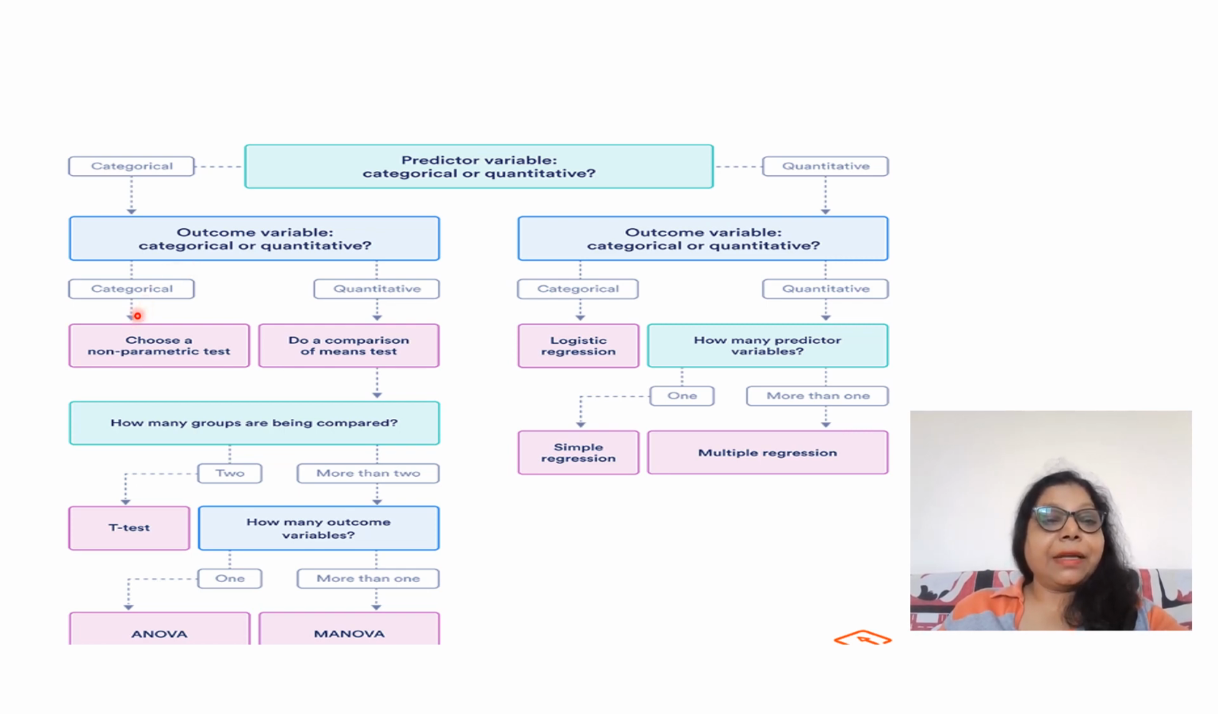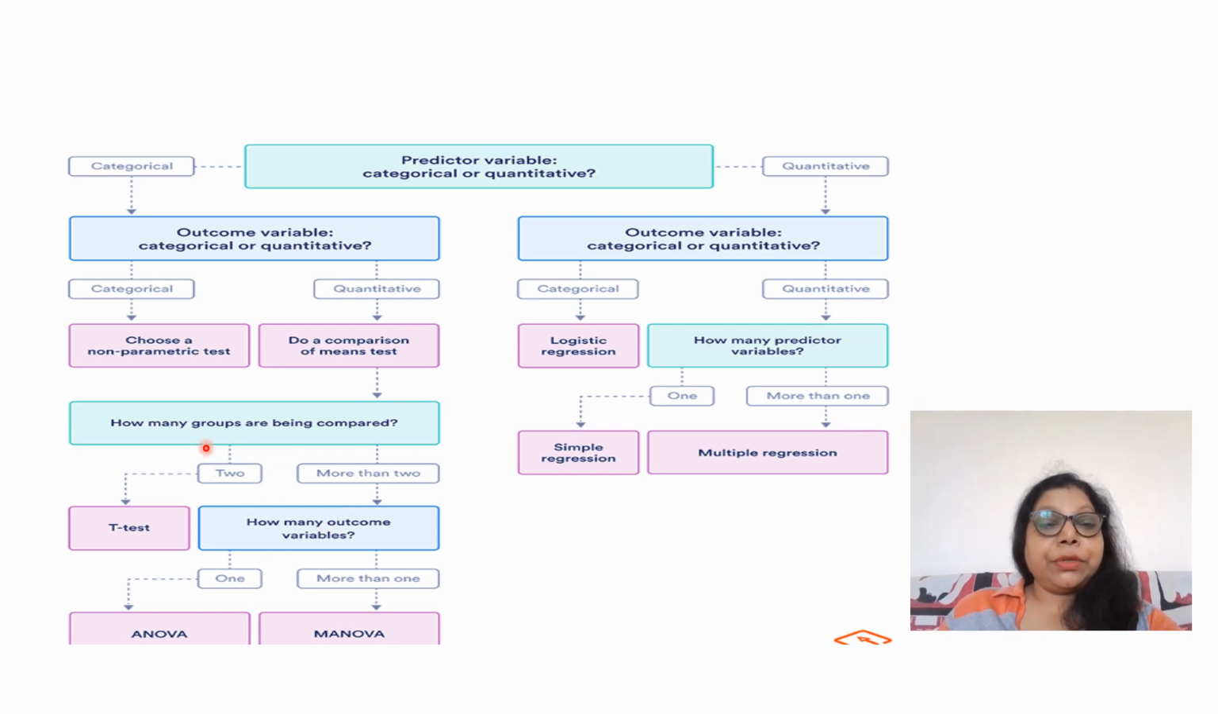So if we identify that the outcome is categorical and the variable is also categorical, what do we do then? And what do we do when it is quantitative? If it is categorical, we will choose a non-parametric test. And if the outcome is also quantitative, then we will do a comparison of means test. So now the question is how many groups are being compared: two or more than two.